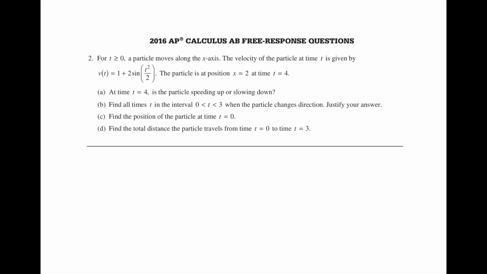Now in part B, they want us to find the time when the particle changes direction. We just have to find the value of t when v of t equals 0.